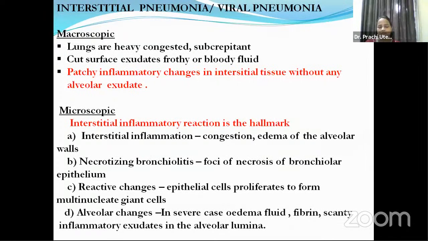Microscopically, there is congestion and edema of the alveolar walls, and necrosis of the bronchial walls can be seen, or necrotizing bronchiolitis, with necrosis in the bronchial epithelium. Epithelial cells proliferate to form multinucleate giant cells, and in severe cases the alveoli may sometimes show exudate, but it is very unlikely that the interstitial variety will show this.